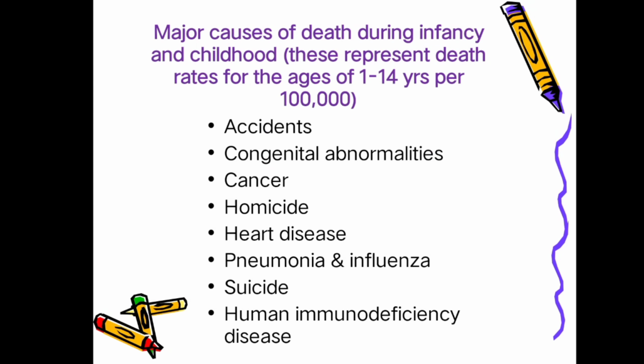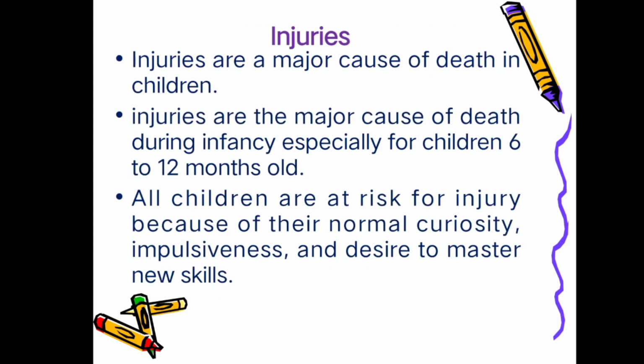Next are the major causes of death during infancy and childhood. These represent the death rate for ages between 1 to 14 years per 100,000 population. From this list, it is very clear that accidents are at the top of the criteria concerning the major morbidity and mortality increase in the pediatric population. Next are congenital abnormalities, cancer, homicide, heart disease, pneumonia and influenza, suicide, and human immunodeficiency disease. These are some of the causes of increased infancy and childhood mortality rate.